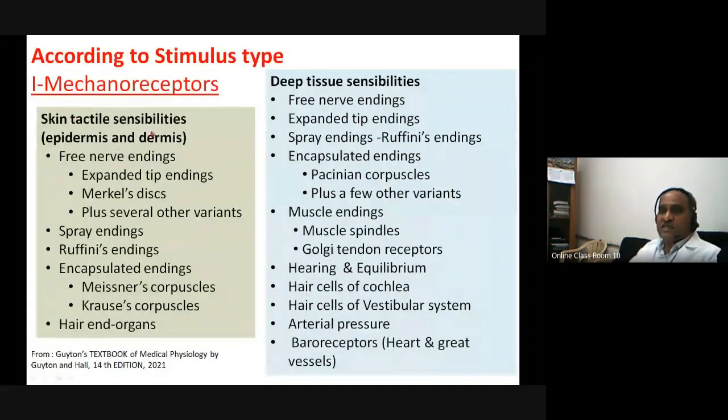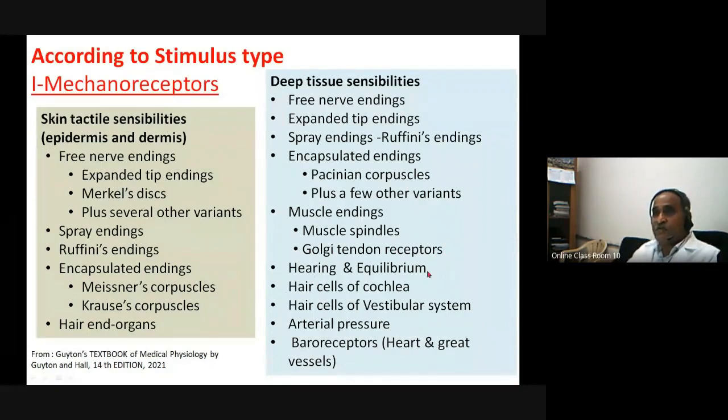Now, I mentioned the mechanoreceptors situated in the deep tissues. Especially these are also the free nerve endings, so they are expanded tip endings. They will also be there, and the spray endings, Ruffini endings. And we have the encapsulated endings, so they will have Pacinian corpuscles and other types. Then muscle endings: you have the intrafusal fibers, the muscle spindles, and the Golgi tendon receptors, that is the spray nerve endings, the Golgi tendon organs.